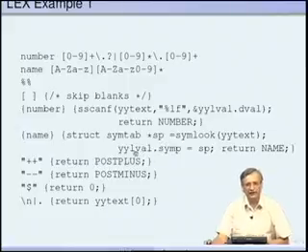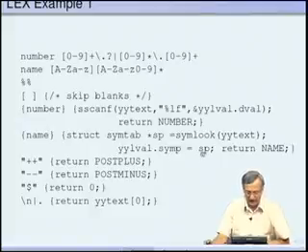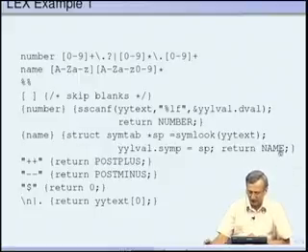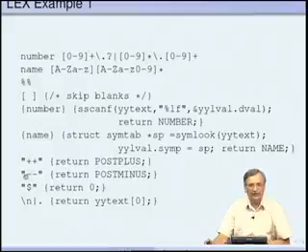And what is YYLVal? In this case, YYLVal.simp is nothing but the pointer value, which is a pointer into the symbol table for that particular name. And what is the token? Token is the integer code name which is returned by this action code. Similarly, for double plus it returns post plus, for double minus it returns post minus, and for the end of file dollar it returns a 0, and any other character including new line it simply returns the character itself.